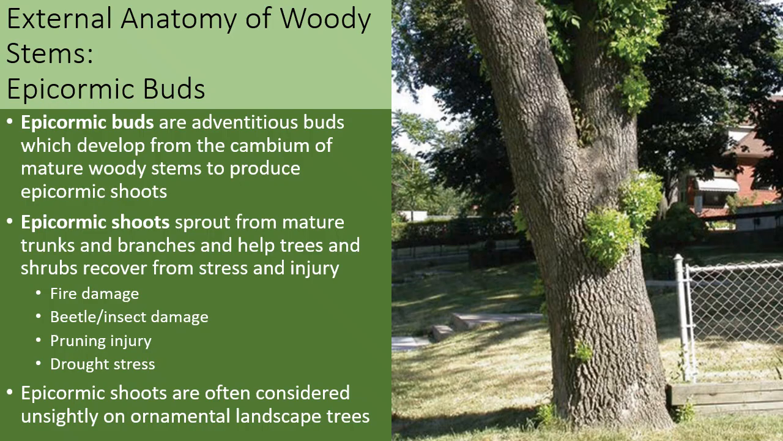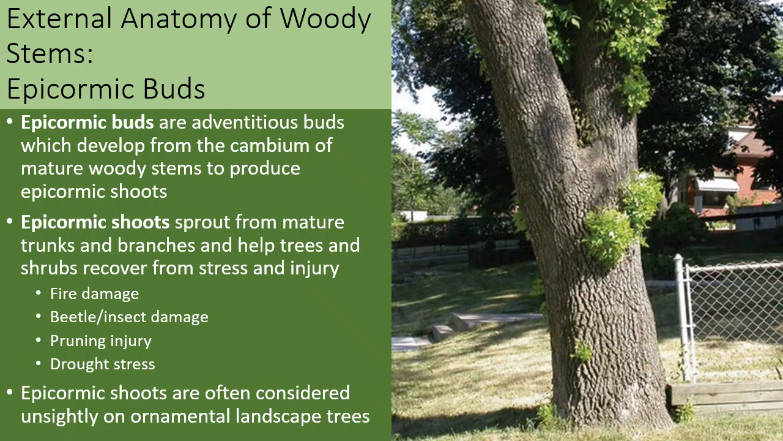Epicormic buds are another thing you see a lot in landscape species. These are adventitious buds that are forming from the cambium of these mature woody stems. You don't typically expect to see fresh young shoots emerging from the thicker, older tissues of a trunk or branch, but it does occur. Those epicormic buds are going to produce epicormic shoots. And those shoots' function is mainly to help trees recover from stress and injury.